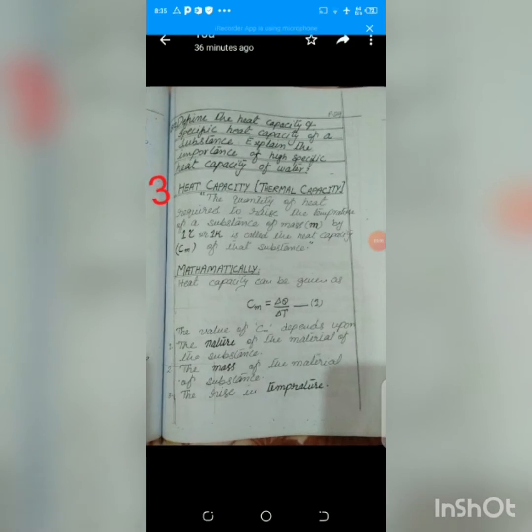Now the next one is: define the heat capacity and specific heat capacity of a substance. Explain the importance of the high specific heat capacity of water. Heat capacity means thermal capacity. First we are going to define heat capacity.